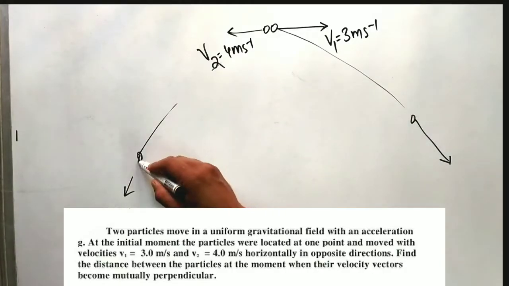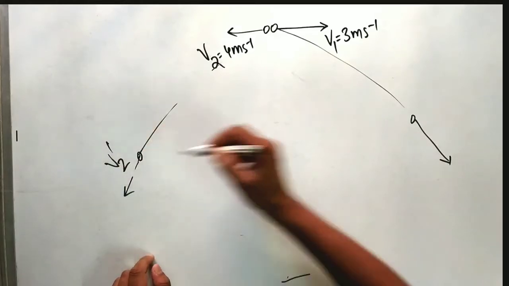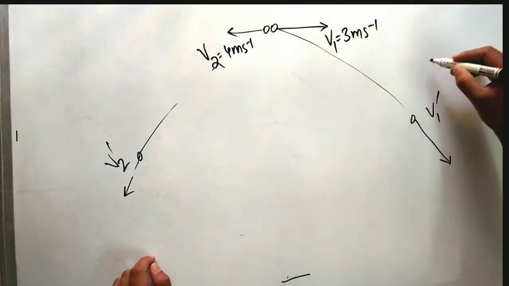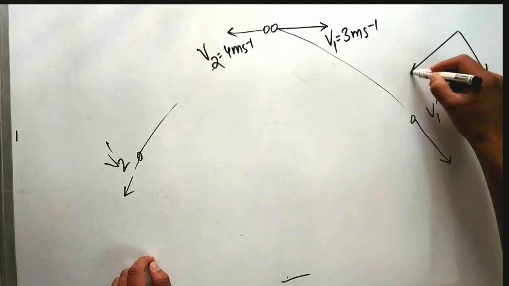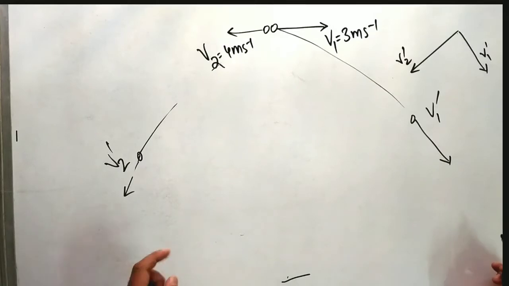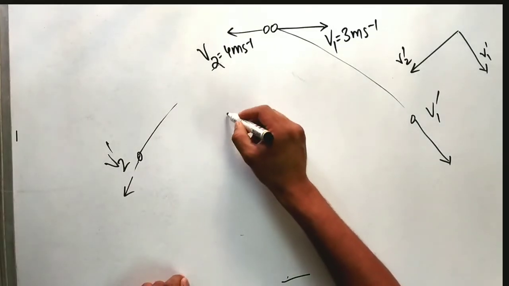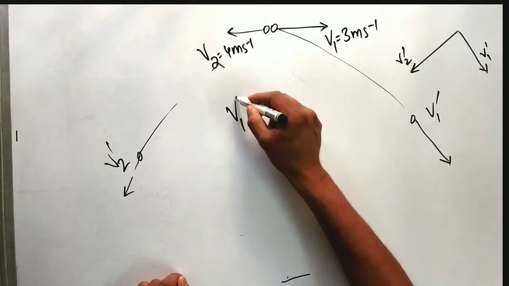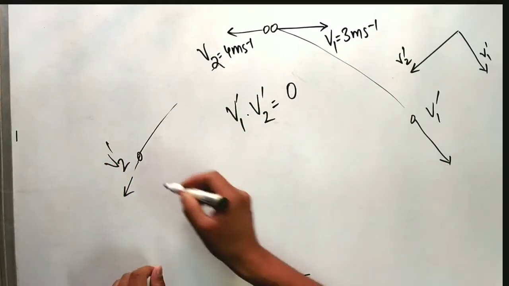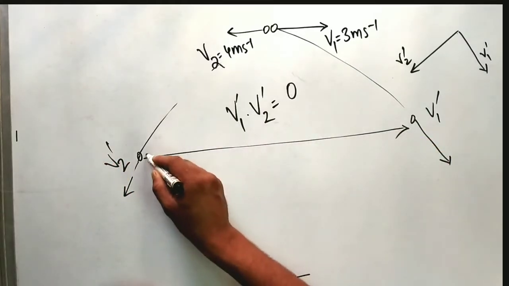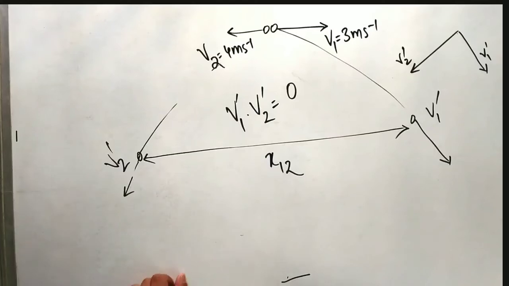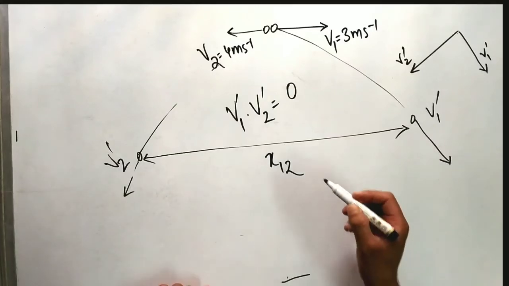So we are going to name these velocities v2 dash and v1 dash. The point is that these two velocities are perpendicular to each other. v2 dash is perpendicular to v1 dash. So the key to the problem is that the dot product of vectors v1 dash and v2 dash is going to be 0 because both of them are perpendicular to each other at this point. The distance between these 2 points is to be found, right? Let's name this x12, the distance of the first particle with respect to the second particle. This is the key.